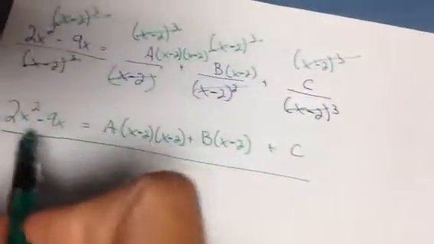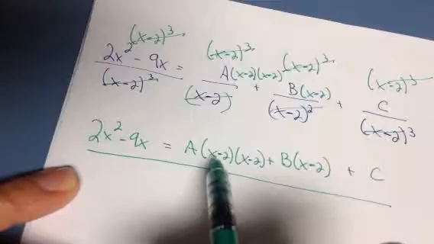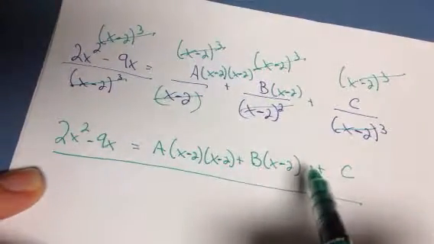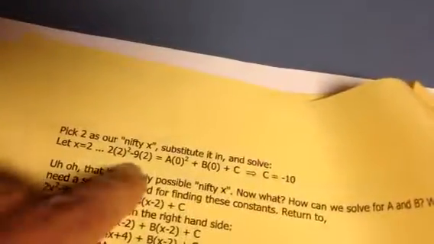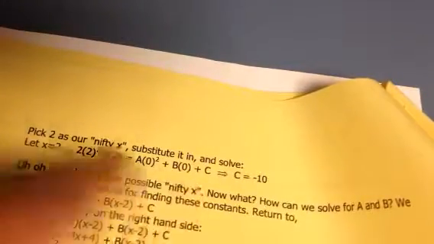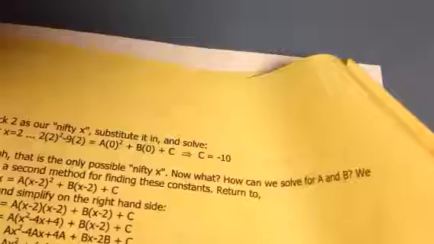So now what she does, as she starts to get this a little cleaned up, and she goes through the notes, and first she talks about these nifty x's. So when you look at them, 2's the only one. Okay? So what she does for nifty x, she says is 2, is she puts 2 in, she puts it into the left side, she puts it into the right side, and when she does that, she's able to figure out that C is -10.